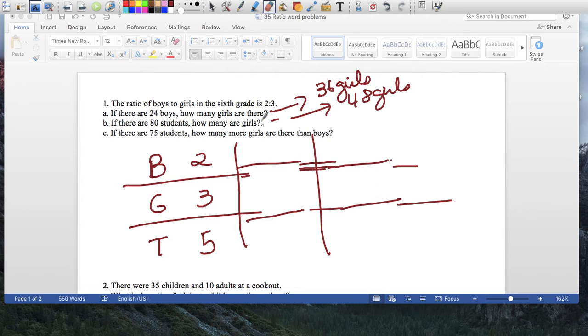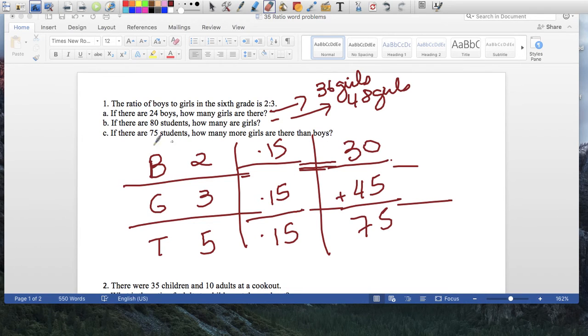And then if there are 75 students, how many more girls are there than boys? So if 75 students, 75 will go over here. And the multiplier is times 15. 3 times 15 is 45. 2 times 15 is 30. So 45, 30. If you add this, 75.